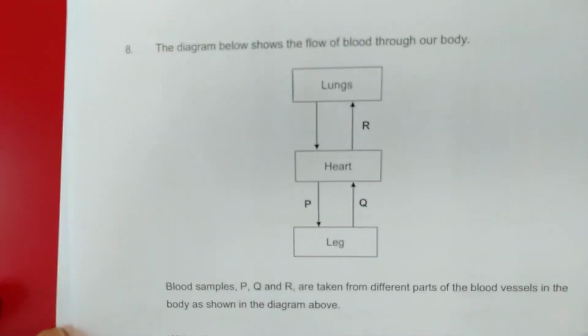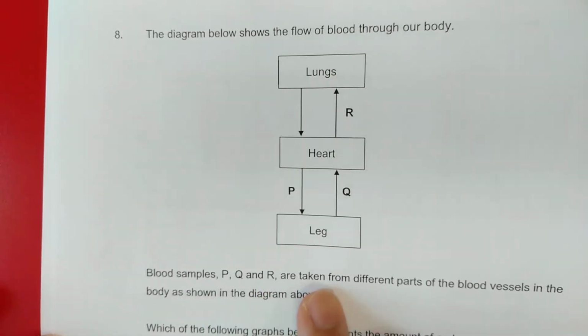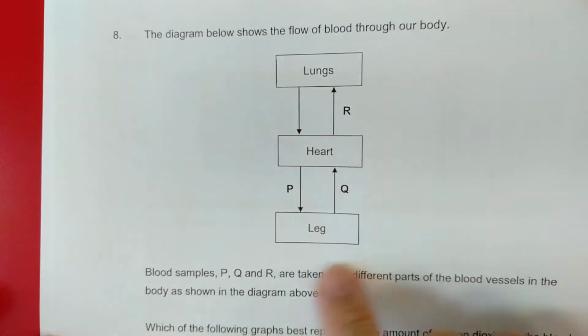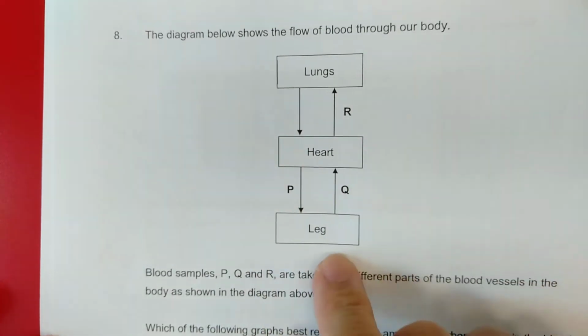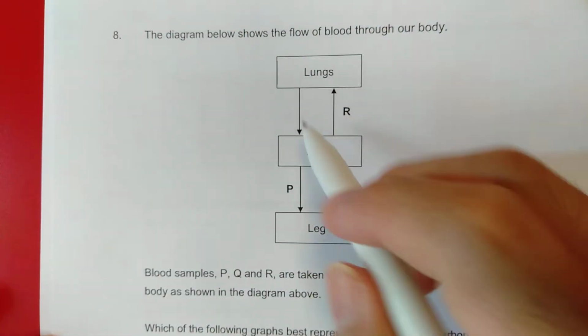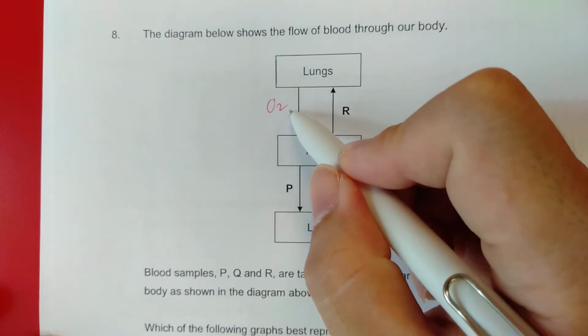Let's go to question 8. The diagram shows the flow of blood through our body. A very typical diagram, heart. Usually you will see body, rest of the body, but of course in this case it is leg, and here is lungs. So what's taken in at the lungs? Oxygen is taken in to the lungs. So this is oxygen rich.